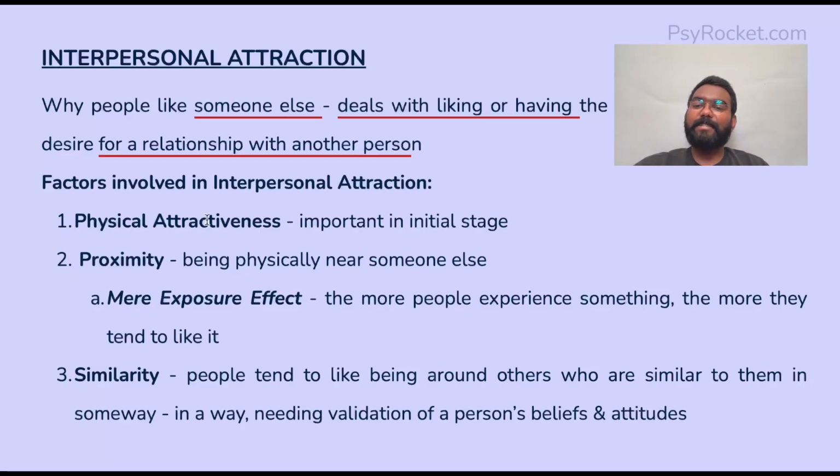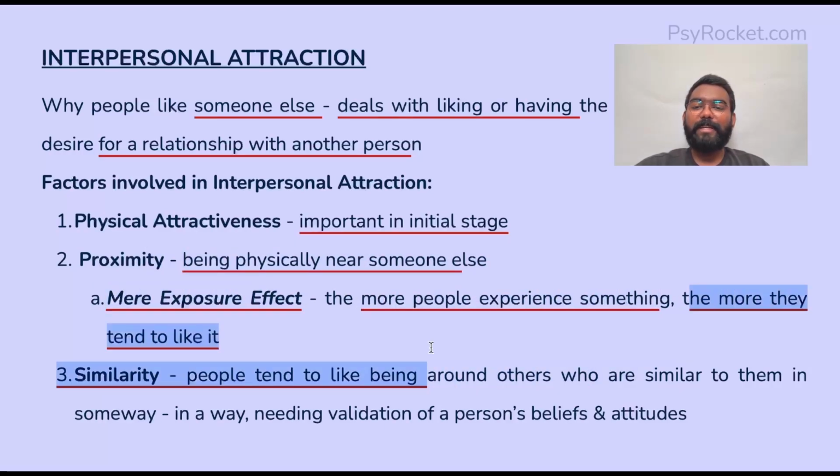There are certain factors that are involved in interpersonal attraction. The first one is physical attractiveness, especially important in the initial stages. Then there is proximity. Proximity is nothing but being physically near someone else. But within proximity, there is a small mere exposure effect, which is the more people experience something, the more they tend to like it. This usually happens with advertisements and all.